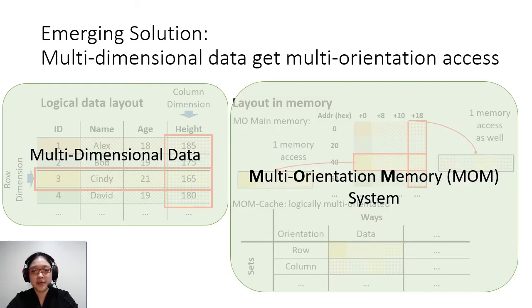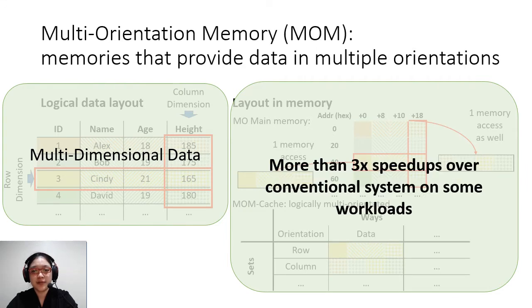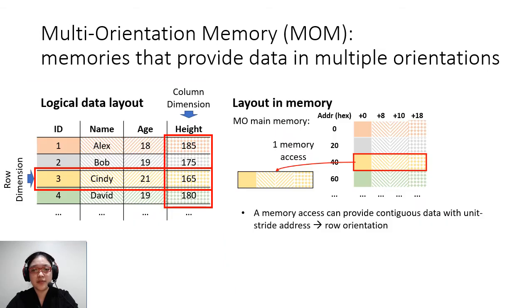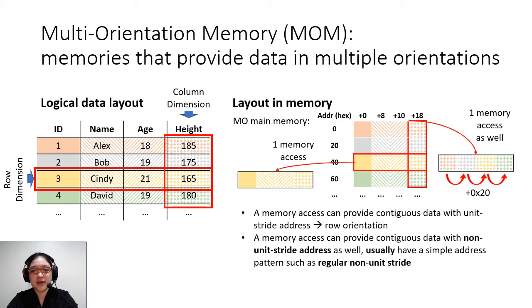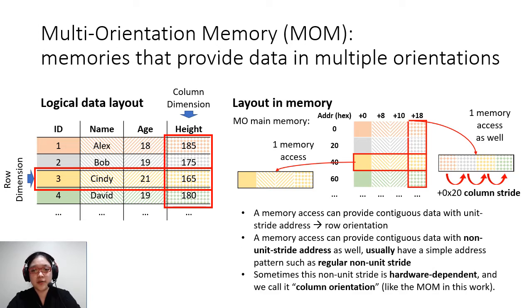Recent works have developed memory systems with what we call MOM, multi-orientation memory. These systems provide dense data in multiple orientations, leading to more than 3x speedups over conventional systems on some workloads. The multi-orientation main memory in a MOM system can provide data in row orientation, as well as other orientations where the contiguous data do not have unit stride address pattern. Due to address decoding complexity, these other orientations usually have simple address patterns, such as regular non-unit stride. And we call it column orientation when the stride is hardware dependent.